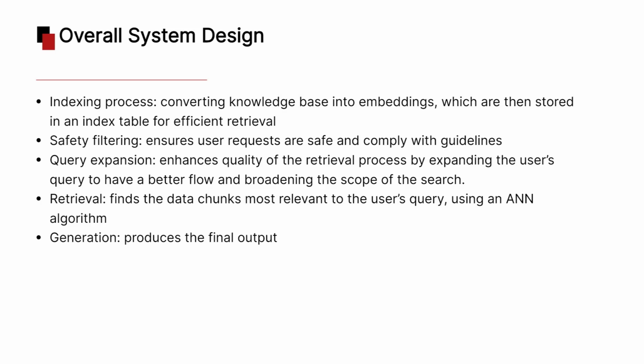Query expansion. To improve retrieval accuracy, the system performs query expansion, where the user's initial query is enriched or broadened. This helps the retrieval component find relevant documents even if the original query is ambiguous or incomplete, enhancing overall system responsiveness. Retrieval. Using an approximate nearest neighbor (ANN) algorithm, the system searches the indexed embeddings to find the data chunks most semantically relevant to the expanded query. This step narrows down vast document collections to a manageable set of candidates.